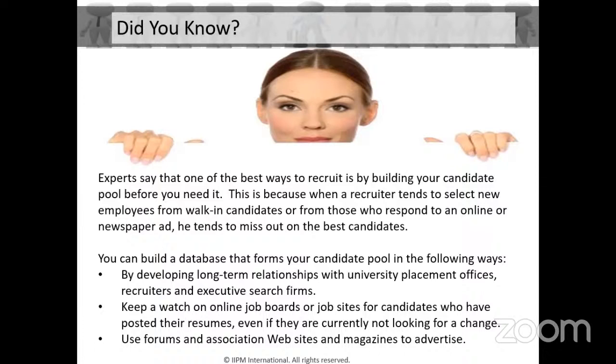So you can build a database that forms your candidate pool in the following ways. This is how you do it. Number 1, by developing long-term relationships with university placement offices, recruiters and executive search firms. And then secondly, you keep a watch on online job boards.